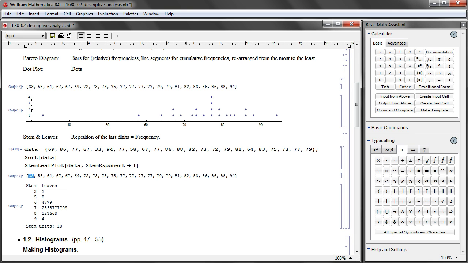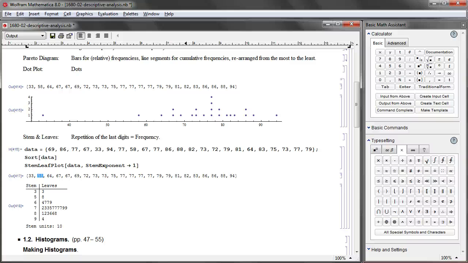The lowest number is 33, and the 10s digit is 3, the 1s digit is 3. And as you can see in the stem and leaf diagram, we have 3, 3, that corresponds to 33. Next, we have 5, 8. 5 is the 10s digit, 8 is the 1s digit. What do you get? 58.